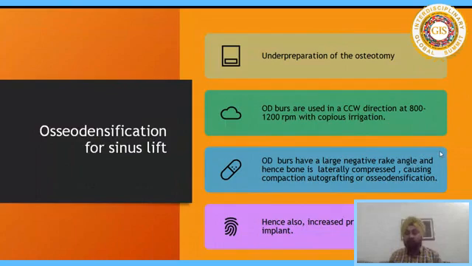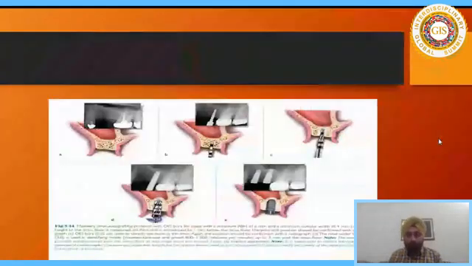We could easily say that we convert a D3 to D4 bone, say D3 converted into a D2 and D4 we convert into D3. So that helps in increasing the primary stability. There we are.